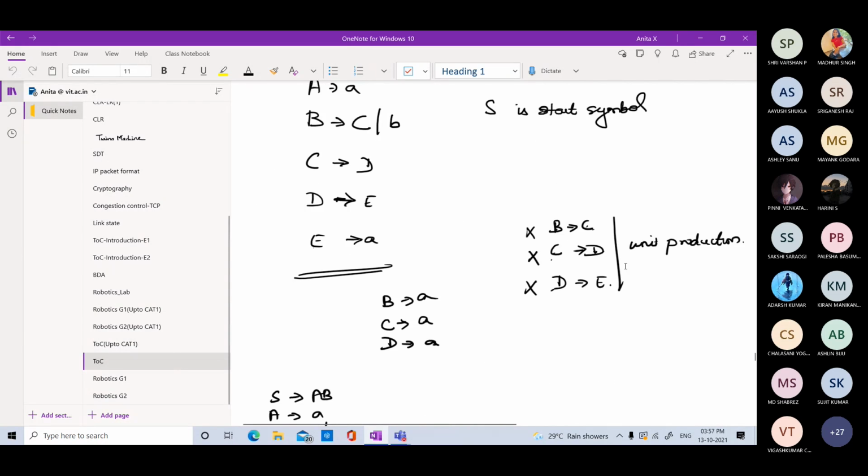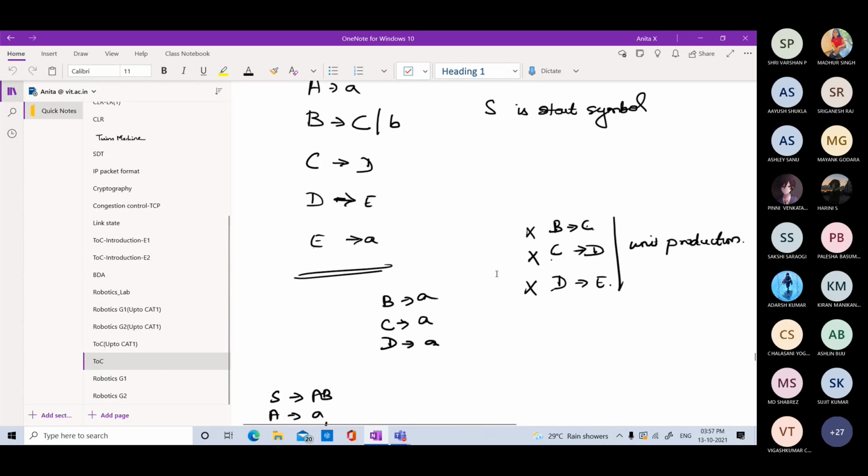So if I need to proceed with elimination, the meaning should be retained. So what should I do? B, if I want to eliminate this, I have to take all the productions of C here. But what happens? C is also a unit production, right? So, what should I do? I have to eliminate the unit production first. So, here you can see C derives D. So, all the productions of D should be placed here.